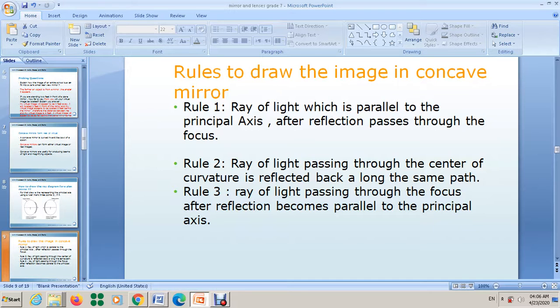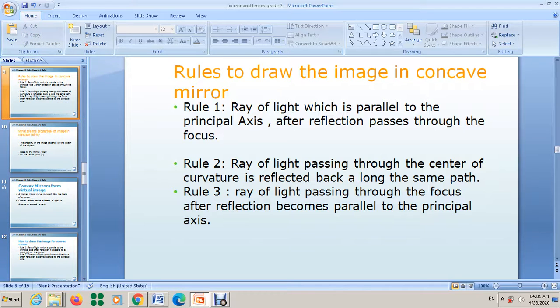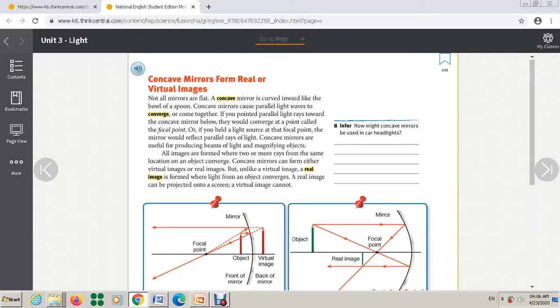A ray of light which is parallel to the principal axis, after reflection, passes through the focus, or the focal point. These 2 rules are very important. We have studied in this lesson the meaning, and it's converging. We said all images are formed where 2 or more rays meet, and 2 rays are enough to draw the image. If you remember, for concave mirrors, only 2 rays are enough to draw the image. Okay, don't forget to study this one.